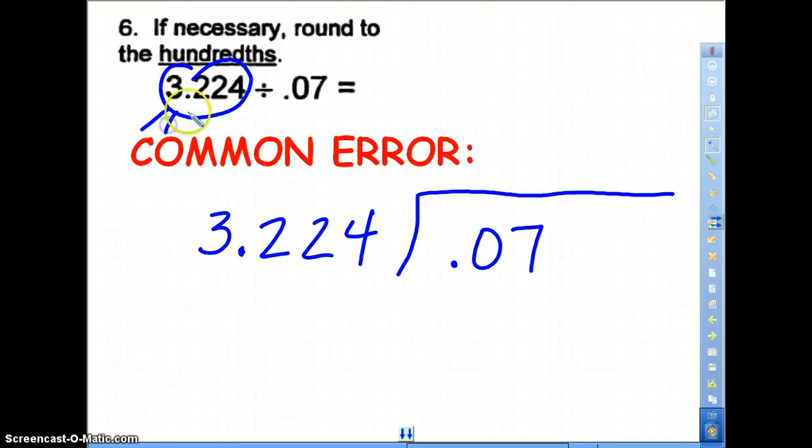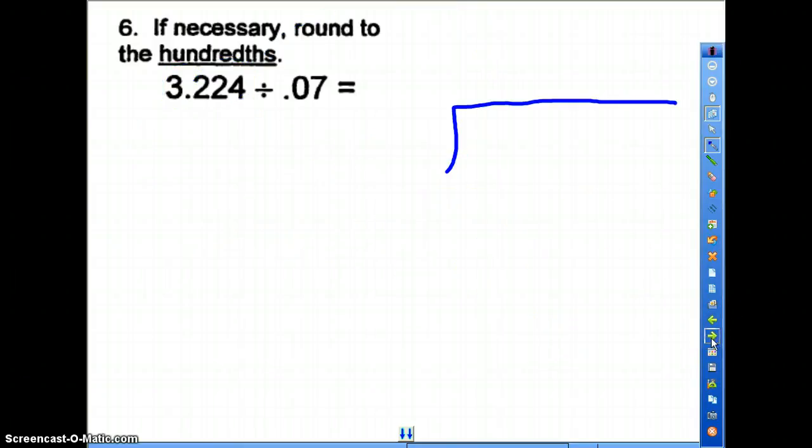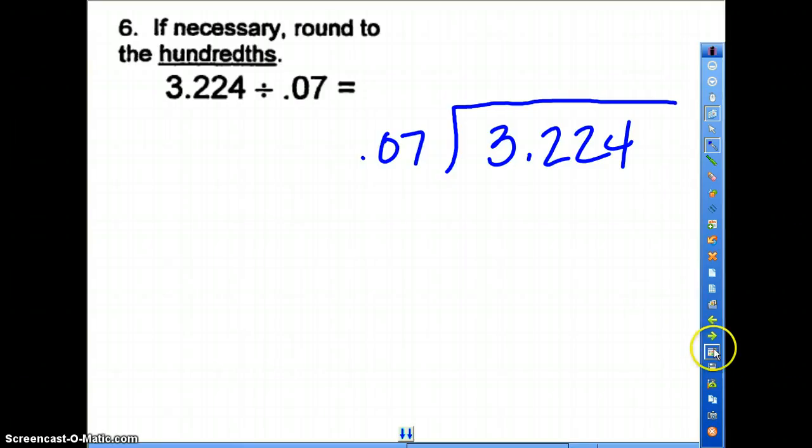3.224 is being divided up into pieces, okay? The number that's being divided into pieces, and I don't care if it's a big number or if it's smaller than the other number, the one that comes first always goes in the house. All right? Common error. Okay, so let's straighten that out. We're going to put 0.07 out here because 3.224 is what's being divided into pieces.